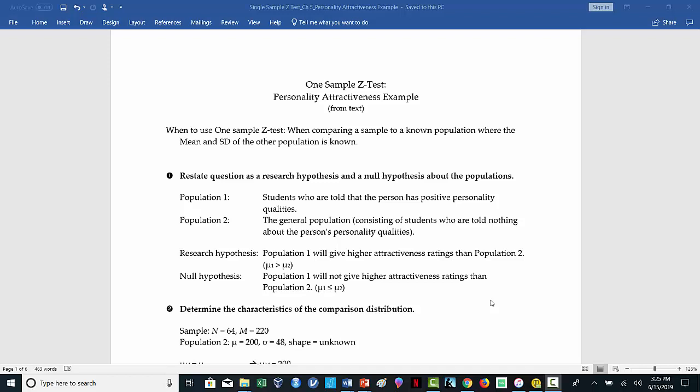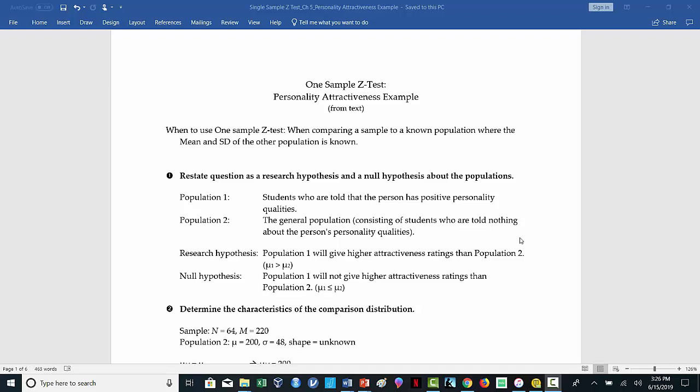The only difference is we're looking at a sample, in this case of 64 individuals. We're trying to see if the average of that sample is statistically significantly different than a known population. But it's still a z-test, it's still the same sort of idea, but because we have a sample of individuals, it changes something in a very important way about the comparison distribution.